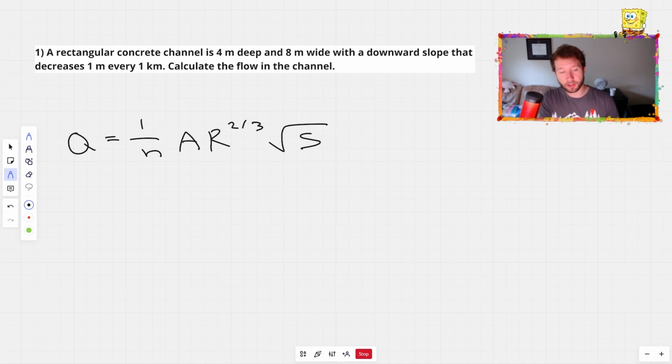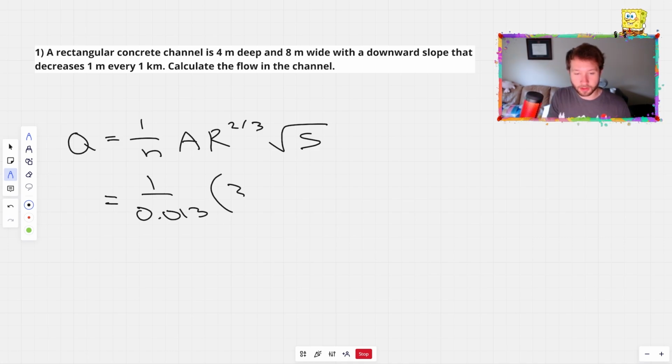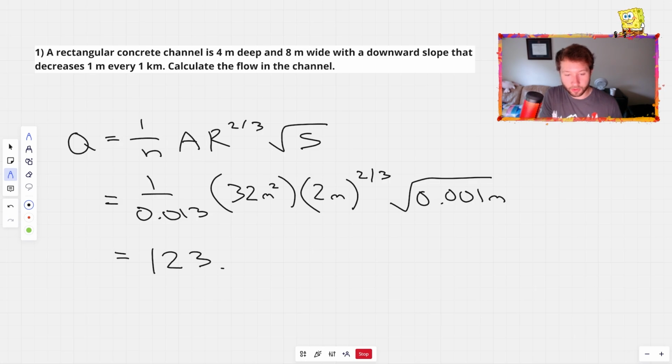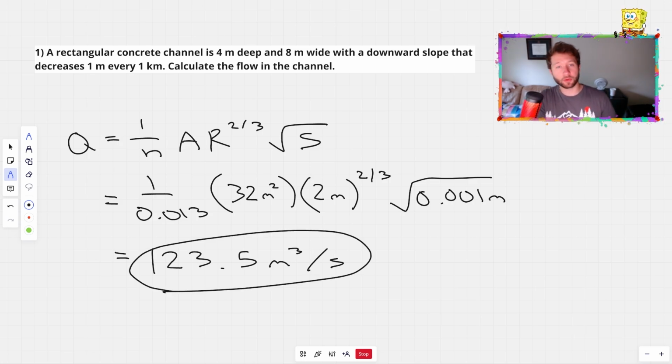So here's our Manning's equation again. Let's just go ahead and plug and chug with everything we got. It'll be 1 over 0.013 times our cross-sectional area, 32 meters squared, times our hydraulic radius, that'll be 2 meters, to the 2/3 power. Finally, multiply by the square root of our slope, which will get us 123.5 cubic meters per second. And there we go, first question done.